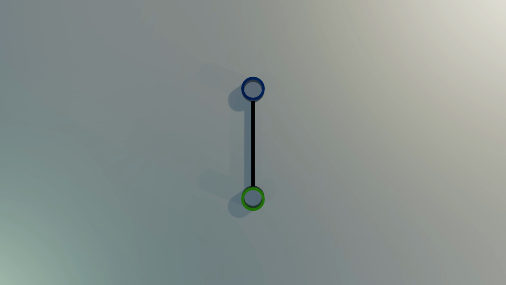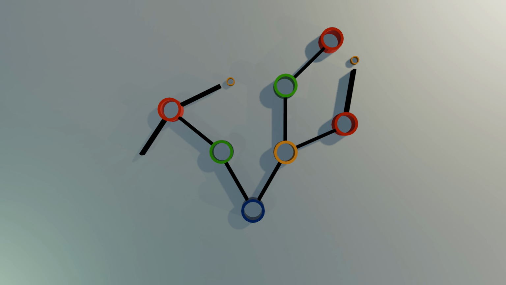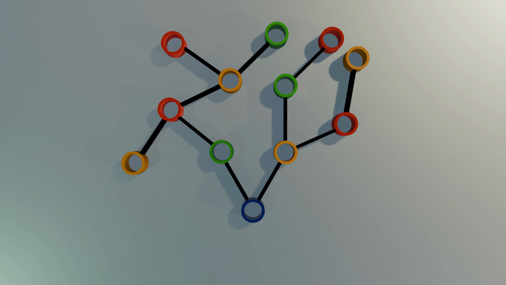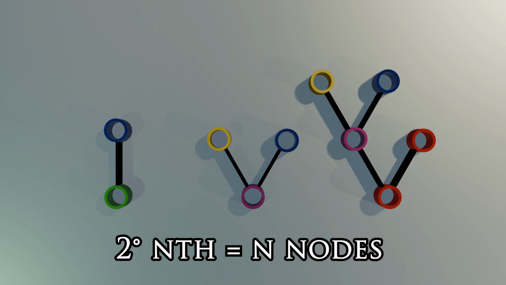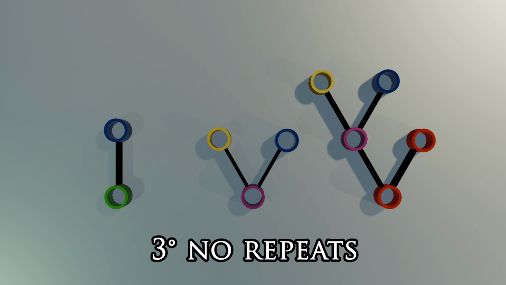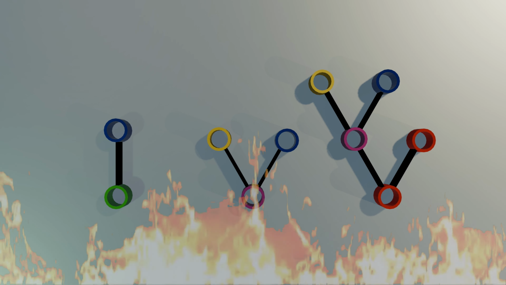In math, there's a subject that studies trees. Not those trees, these trees. Graph theory, which deals with nodes and edges. Imagine a game where you build a forest using nodes of different colors, with 3 simple rules. First, you build the trees one by one, in order. Second, the nth tree can have at most n nodes. And third, no repeats. You can't build a tree that contains any previous tree as a subset. These rules are somewhat simplified, but they work for explanation purposes. Break any rule and your forest, well, goes up in flames.